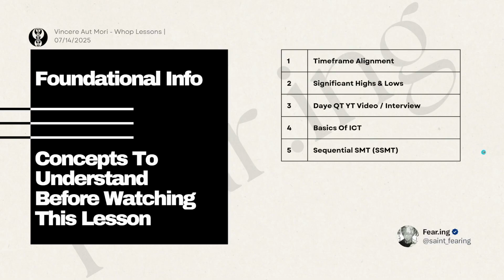Now, in order to even understand this concept, there's a few videos that you should have gone through already: time frame alignment, significant highs and lows, a public day QT video slash interview, and of course, it goes without saying, you should understand basic ICT. You need to understand the PD arrays, and more specifically, you need to know what a fair value gap slash imbalance is. And most importantly, you have to understand how sequential SMT works, because in order to consider an SMTF valid, or for us to even look at it, we have to have sequential SMT supporting that.